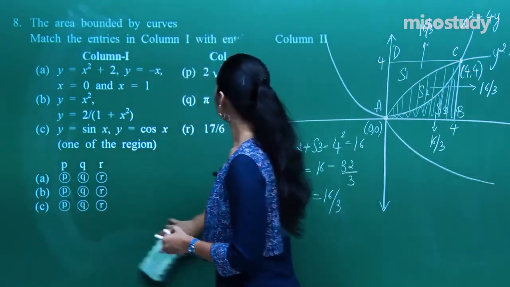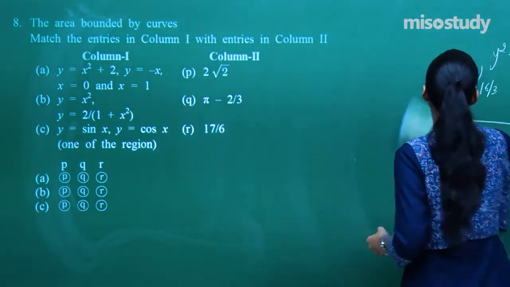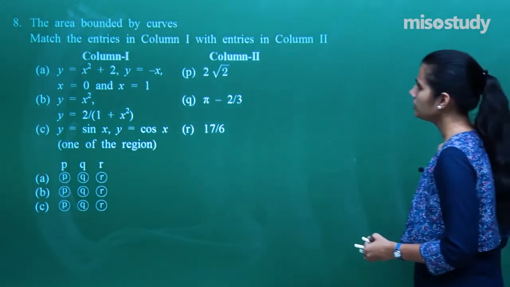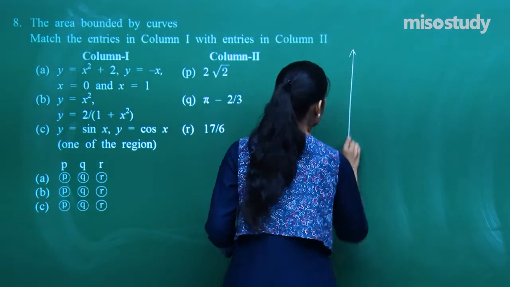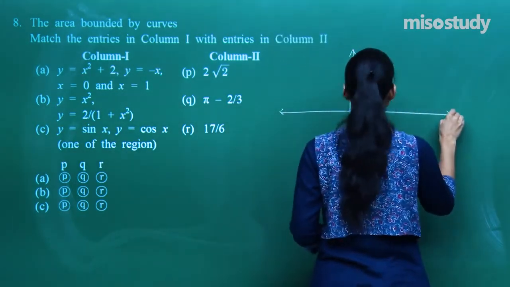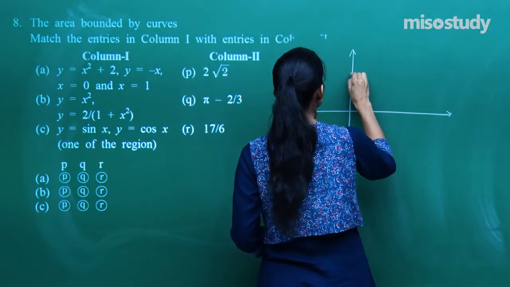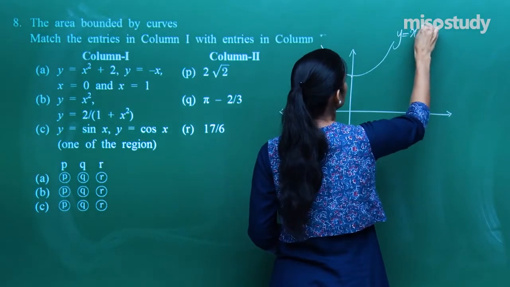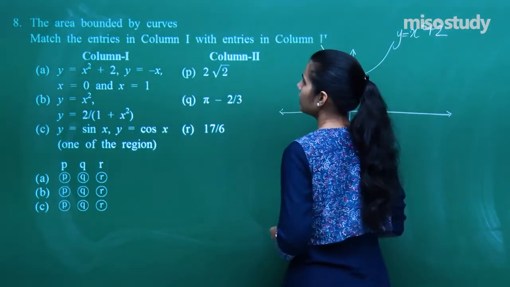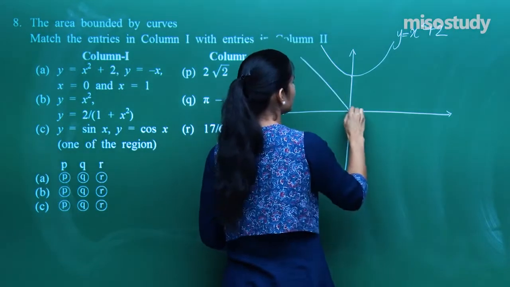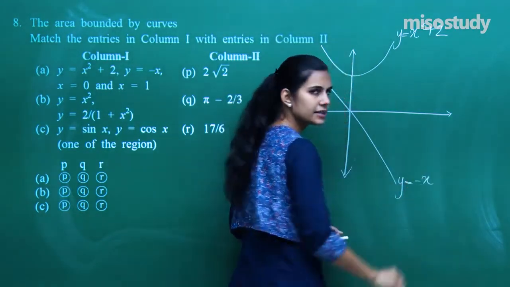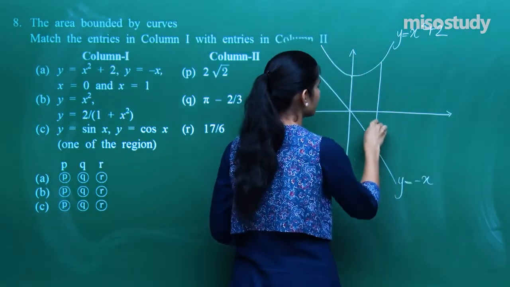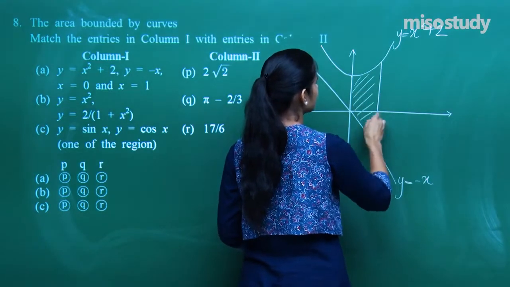Here the question is about computing the areas and then matching the figures or functions in the first column to their corresponding areas written in the second column. First is y equals x square plus 2. When x is 0, y is 2. It is somewhat like this. This is y equals x square plus 2. And you have y equals minus x. This is y equals minus x. And x equals 0 and x equals 1. Okay, so this is the area that you need to basically find.